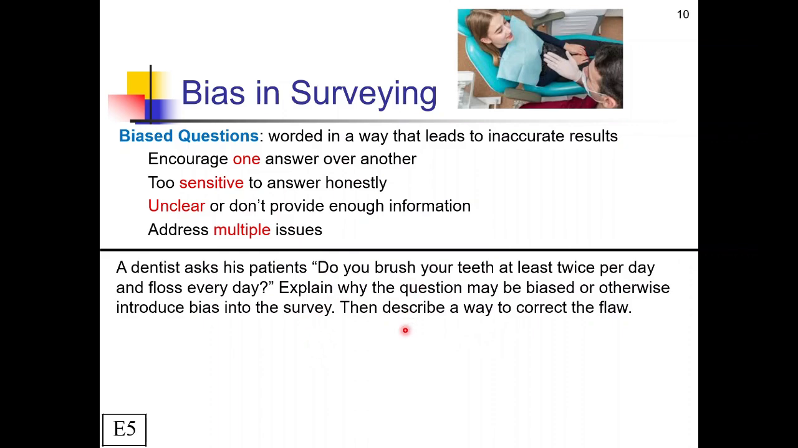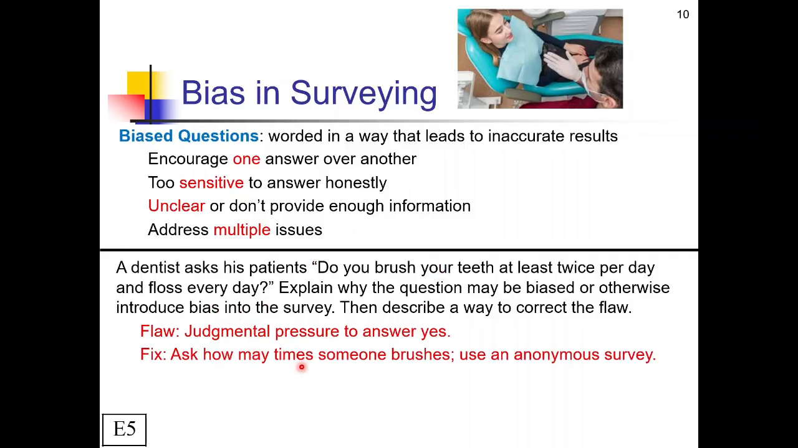So one issue with this is that the way the question is worded, there's a little bit of judgmental pressure in here to answer yes. I mean, saying, do you brush your teeth at least twice per day? That kind of implies that if you don't brush at least twice per day, then there's something wrong with you. So people might not be answering honestly when you ask them that. So one way you might fix this is, there's a couple things you could do. One of them would be to ask how many times someone brushes. That doesn't put as much of a judgment on brushing at least twice a day. Or you could just use a completely anonymous survey. People might be a little bit more honest if they don't have to look their dentist in the eye when they tell them that they never brush.